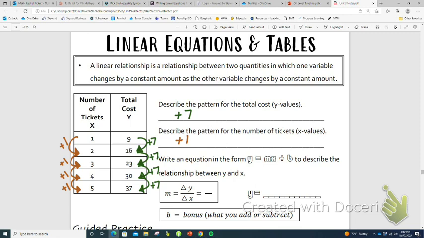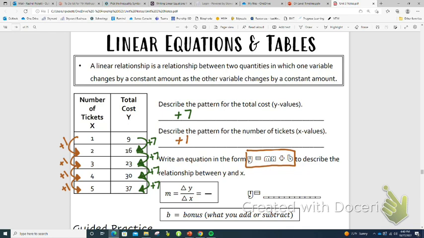Now we can write an equation in the form y equals mx plus b to describe the relationship between x and y. I want you to box in that equation form. Just like with constant rate of change, our equation was y equals kx. For linear equations or non-proportional equations, the equation form is y equals mx plus b. Remember that y and x are always y and x. Those never change. All we change is m and b.